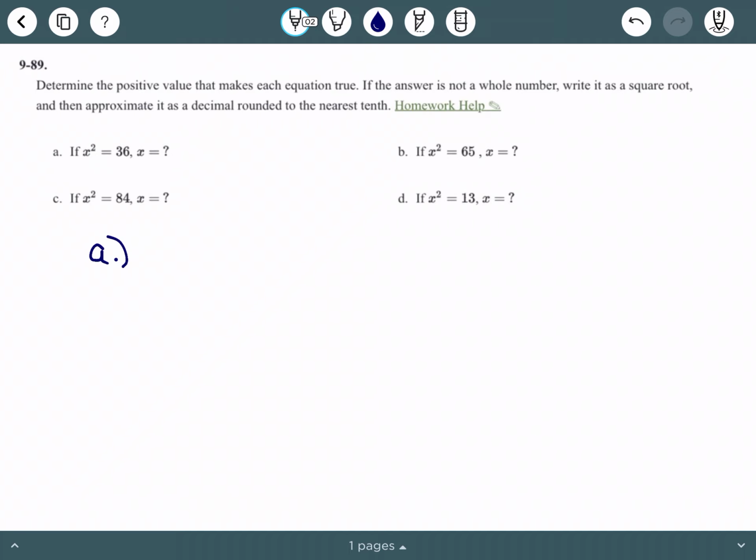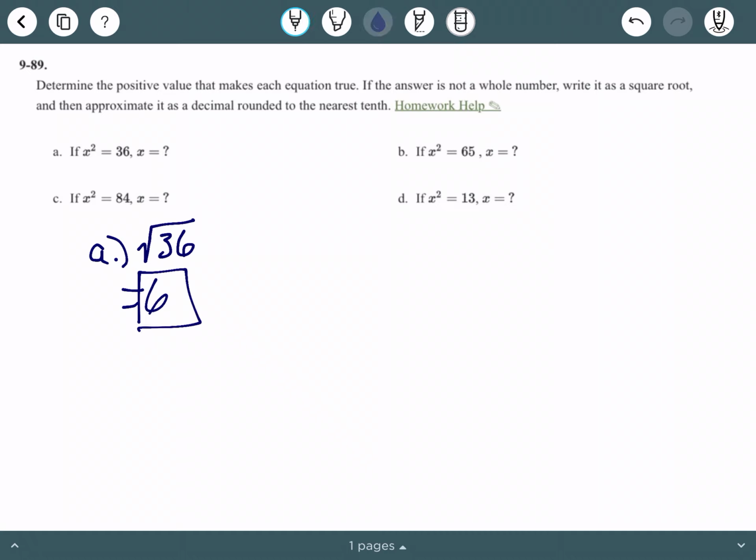Again, you want to make sure that you are writing what I am writing. So if x squared equals 36, then what does x equal? So remember, to undo a perfect square, we take the square root. So the square root of 36, or we could imagine what integer times itself gives us 36. Well, I know that 6 times 6 equals 36. So in this case, our answer is going to be 6.